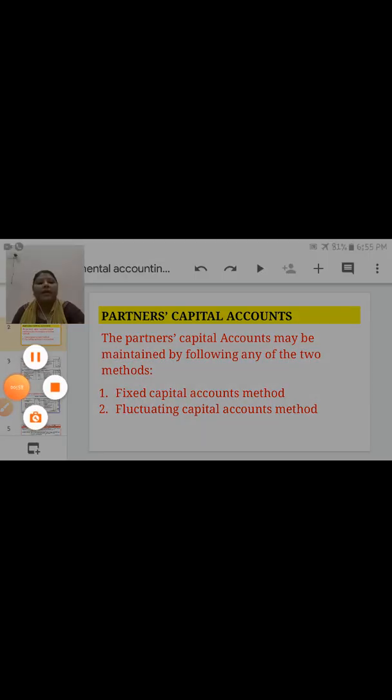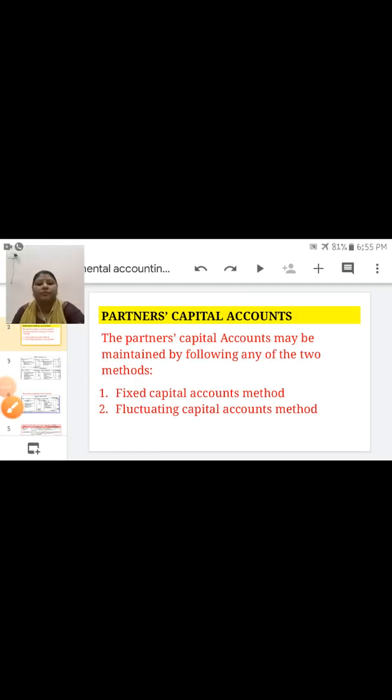What do you mean by capital? This you already learned in 11th standard. Amount invested by proprietor or by owner is known as capital. So here in partnership, how many partners? Minimum 2 partners and maximum 50 partners. So amount invested by each partner is known as capital.